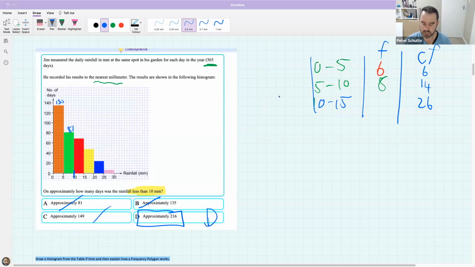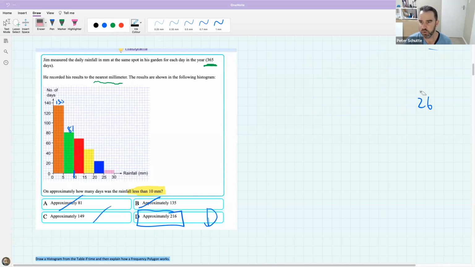Okay, now just another point is if you're given a histogram, you can recreate the data table that it came from quite easily. So all you would need to do, for example, here, is take the intervals.